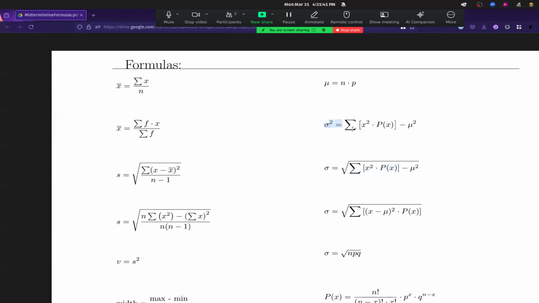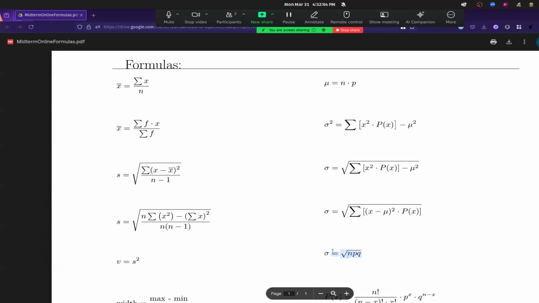So this formula maybe doesn't even need to be on there because it's really just the stuff under the square root here. It's kind of redundant, but could be asked. In other words, these three formulas may as well be the same thing. Just this one doesn't have the square root.